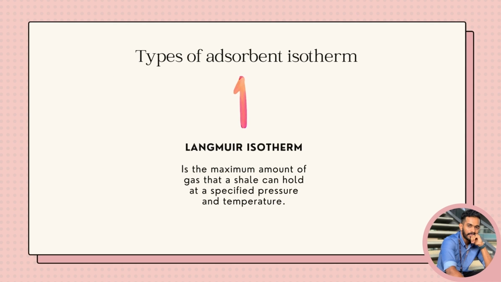So the second one will be the types of adsorption isotherm that we use. As you can see, there will be the Langmuir isotherm. What is the Langmuir isotherm? It is the maximum amount of gas that a shell can hold at a specified pressure and temperature.